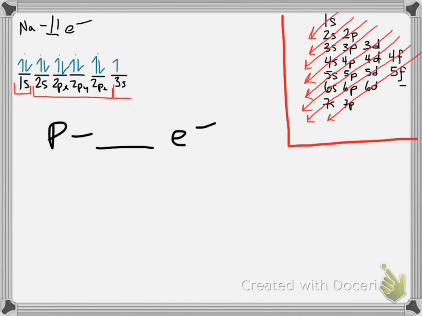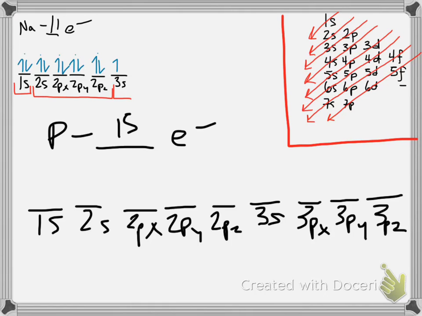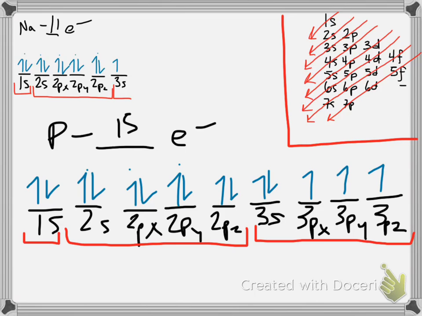How many electrons does phosphorus have? 15. 15 electrons. So I'm going to write them down, 1s. So I've got everything written up to the 3p subshell. There's my first main energy level. There's my second main energy level. There's my third main energy level. Okay. Go ahead and do this on your own. Look up when you're done. You have something that looks like that.